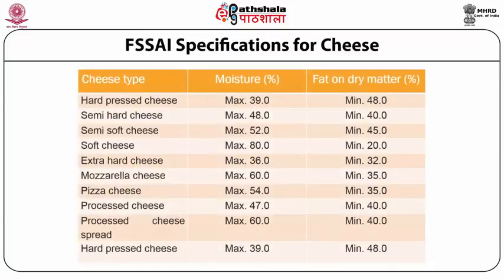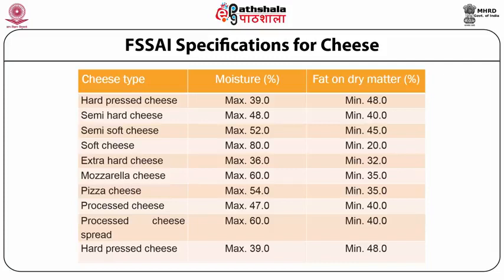For each cheese variety, even in India, the Food Safety and Standards Authority of India has laid down the specifications, namely for two different criteria, the moisture content and the fat on dry matter.